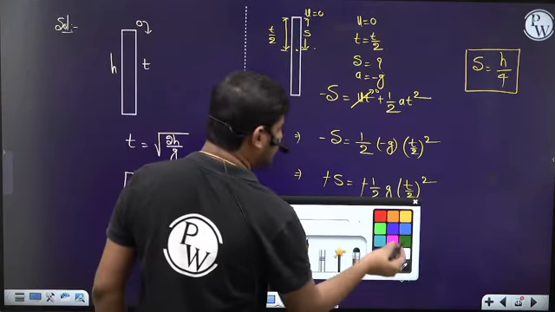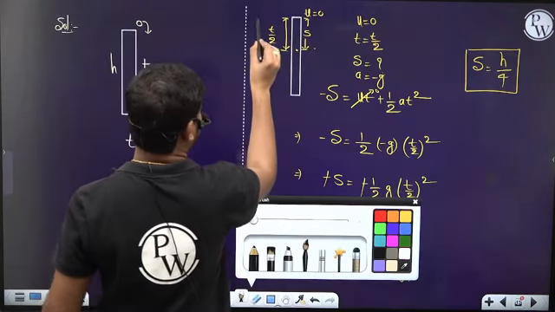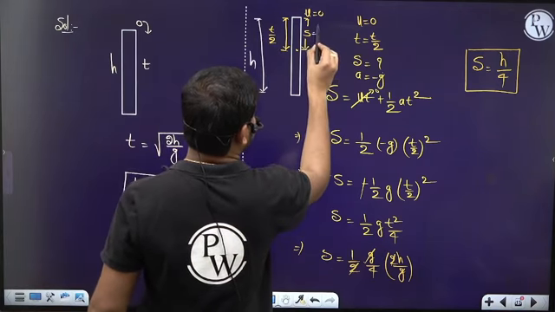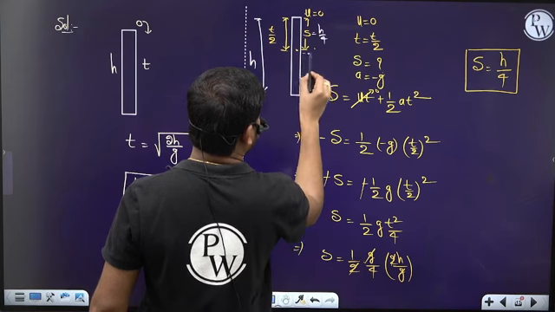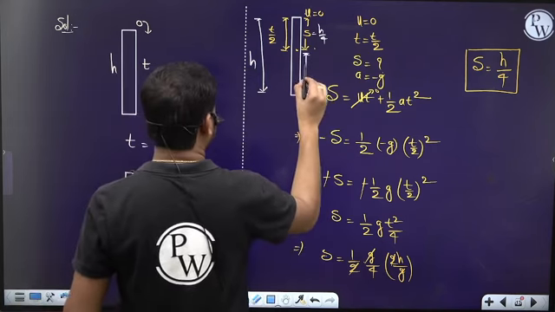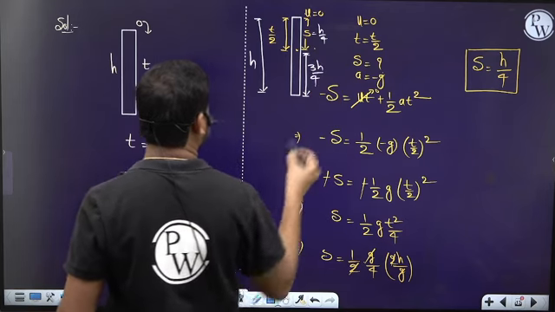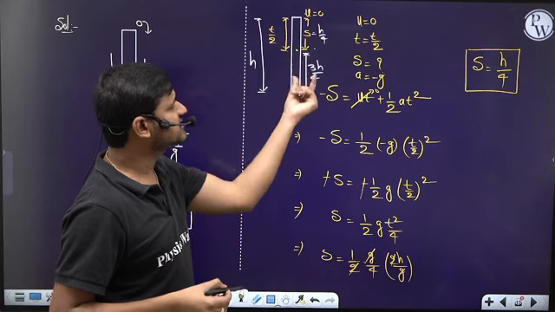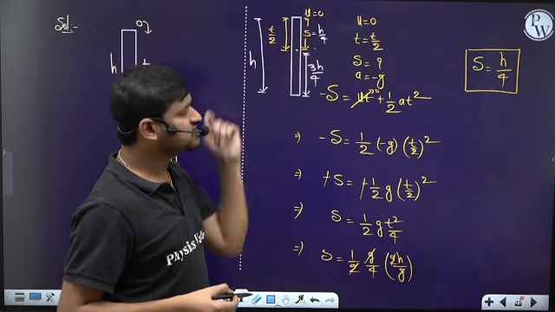The total height, we consider it as h, right? So the total height is h. And this s, we got h by 4. So obviously, this distance will be equal to 3h by 4. This is h by 4 and this will be 3h by 4.